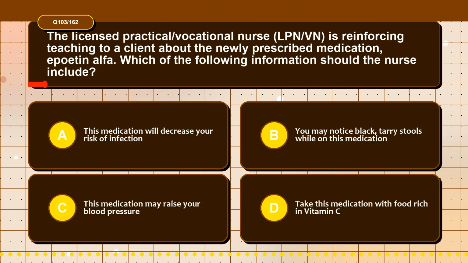Question 103. The licensed practical/vocational nurse LPN/VN is reinforcing teaching to a client about the newly prescribed medication, epoetin alpha. Which of the following information should the nurse include? Here are the options. Option A. This medication will decrease your risk of infection. Option B. You may notice black, tarry stools while on this medication. Option C. This medication may raise your blood pressure. Option D. Take this medication with food rich in vitamin C.